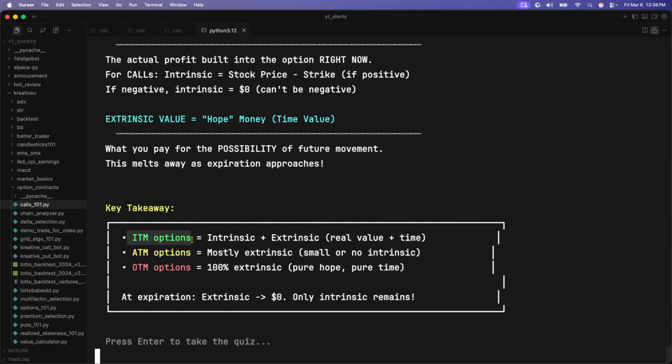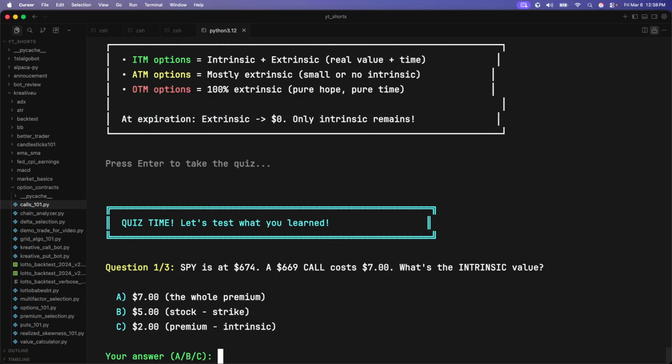So key takeaways, ITM is intrinsic plus extrinsic, real value plus time. ATM is going to be mostly extrinsic, small or no intrinsic value. And then OTM, out of the money contract is 100% extrinsic.